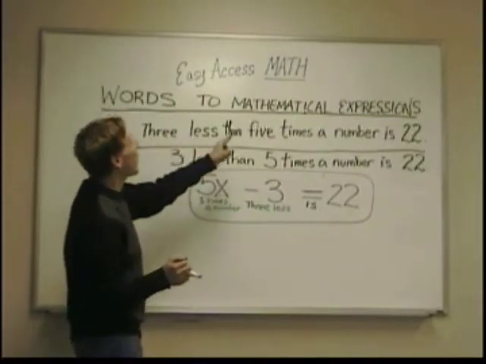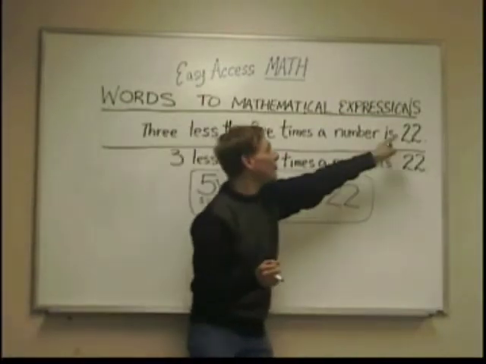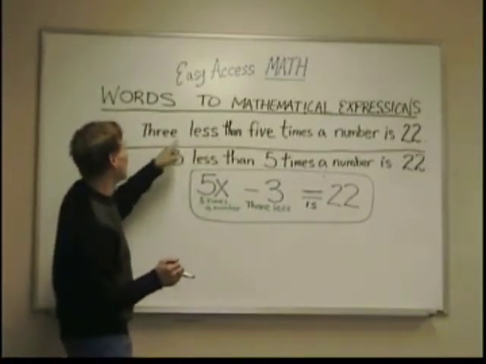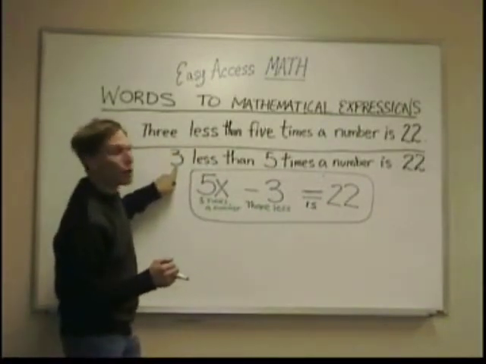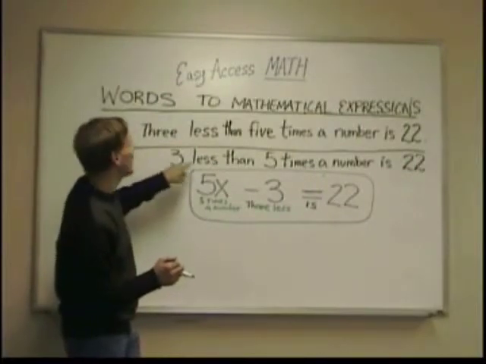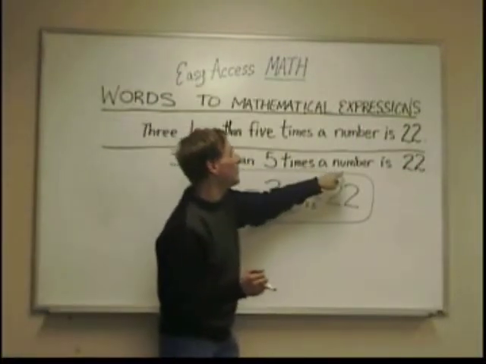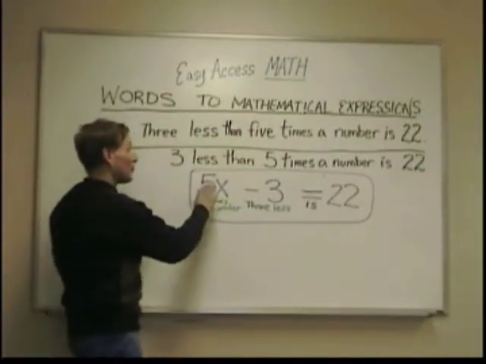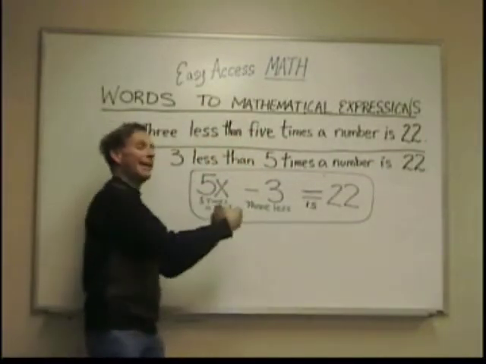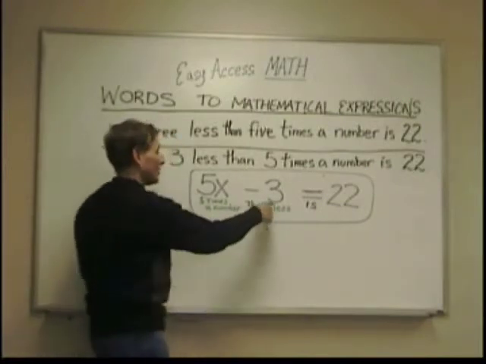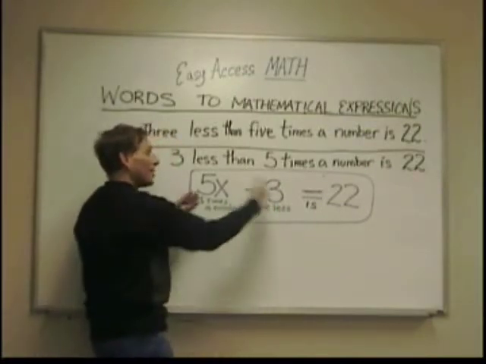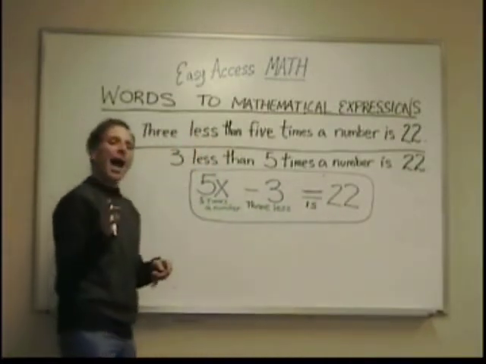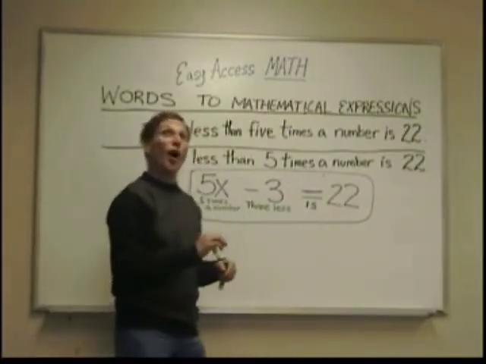3 less than 5 times a number is 22. Or I wrote the same thing here, but instead of writing out the numbers, I wrote the actual numeral. You might see it that way. 3 less than 5 times a number is 22 corresponds to 5x minus 3, a little backwards, which is the 3 less than the 5 times a number, equals 22. I'm going to go ahead now and solve it.